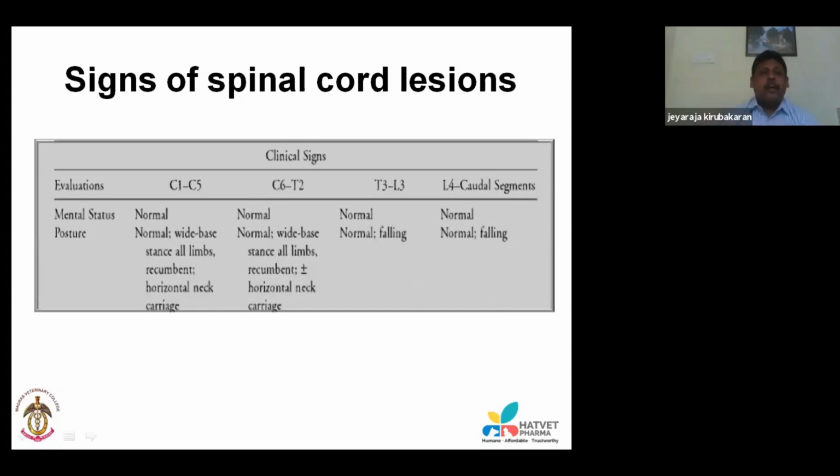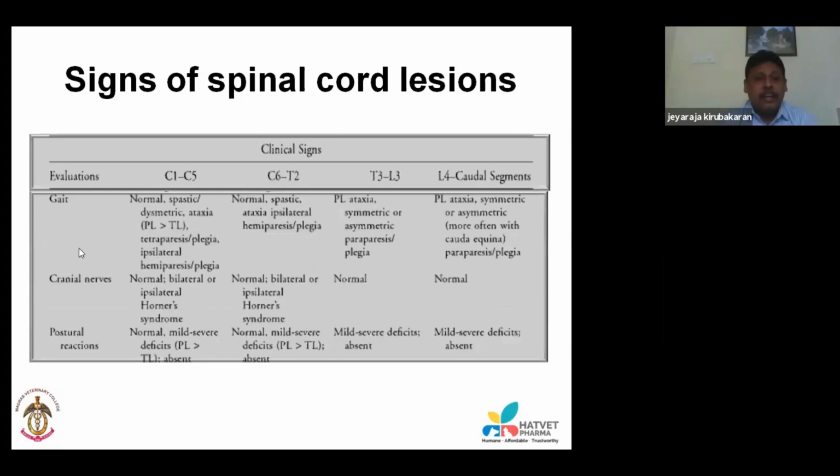Then comes your gait. As you all know, it will be dysmetric, and the pelvic limb will be more involved than the thoracic limb. You will have a tetraplegia because of stiffness there. And it can be ipsilateral, that is a hemiparesis or hemiplegia also, depending on whether one side of the spinal cord is involved. Here you see a spastic forelimb and hind limb. Here you see a spastic hind limb and a flaccid forelimb. Here you see a spastic hind limb and a normal forelimb. Here you see a flaccid forelimb.